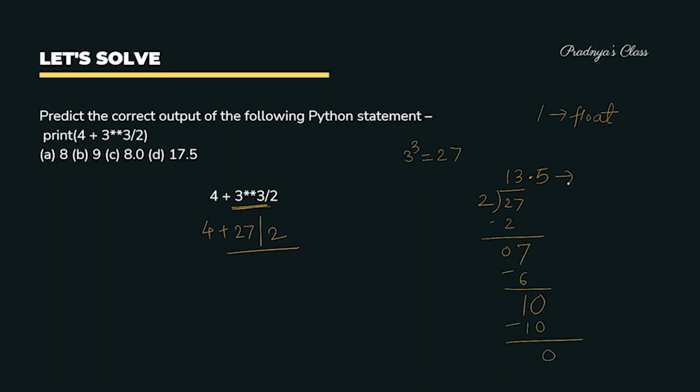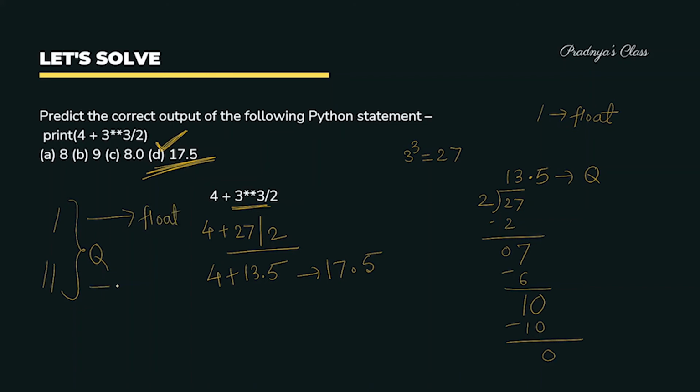So what is our quotient? 13.5. So this results in 13.5, and plus 4 means we got the answer 17.5. So this is the correct answer. So D is the correct option. Don't get confused between the division operator and floor division. Both give the quotient, but what's the difference? The division operator gives the result in the form of float, but floor division truncates it and gives the result in the form of an integer.